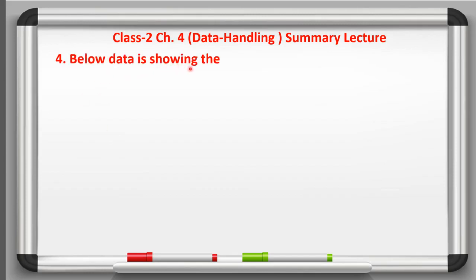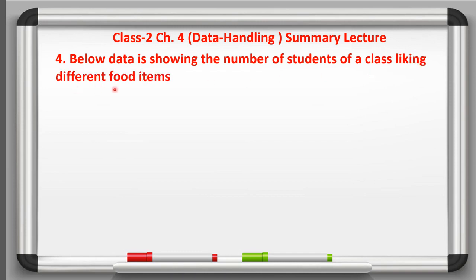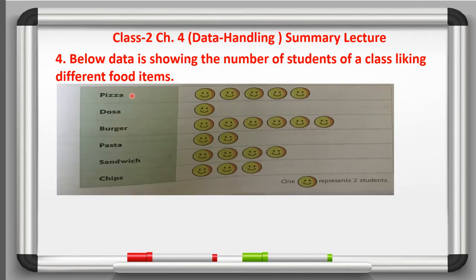Below data is showing the number of students of a class liking different food items. So here we have been given this data beta. This is a pizza, then dosa, burger, pasta, sandwich and chips. So बेटा ये जो डाटा है वो हमें क्या शो कर रहा है कि एक क्लास में कितने बच्चों को कौन सा डिफरेंट फूड आइटम पसंद है. ओके एंड हियर वन स्माइली रिप्रेजेंट्स टू स्टूडेंट्स. वन स्माइली जहां बनी हुई है उसका क्या मतलब है कि टू स्टूडेंट्स.